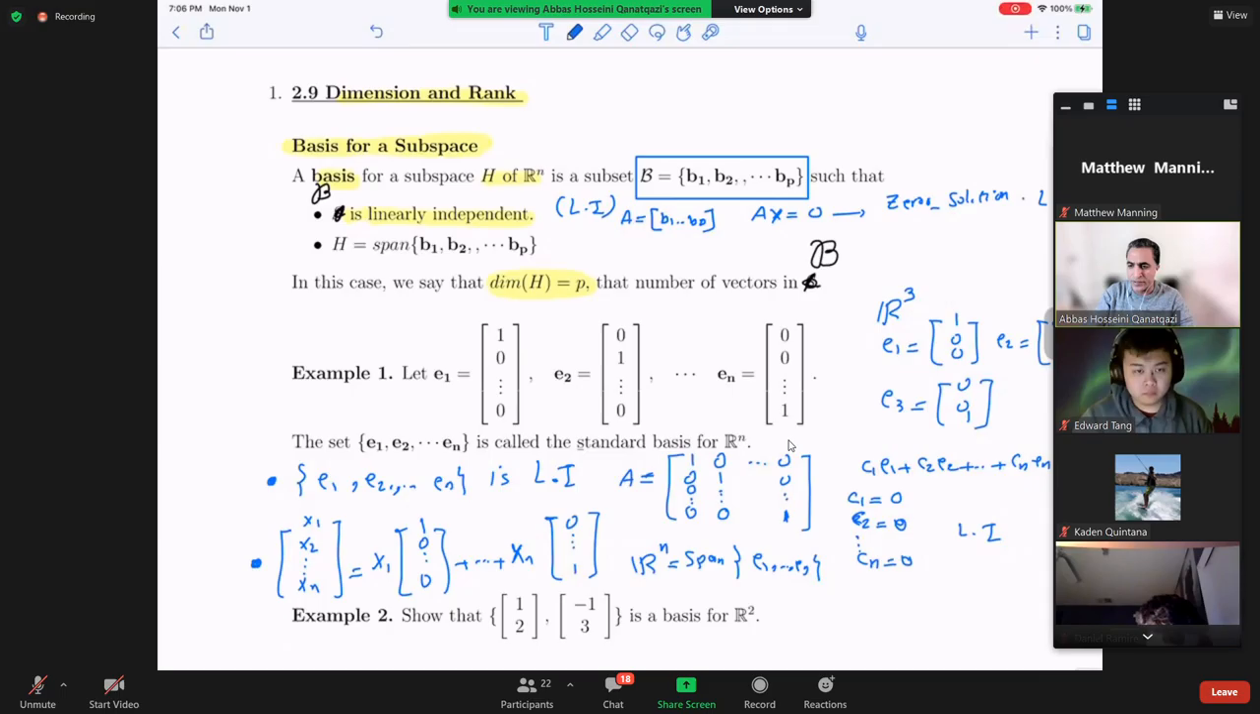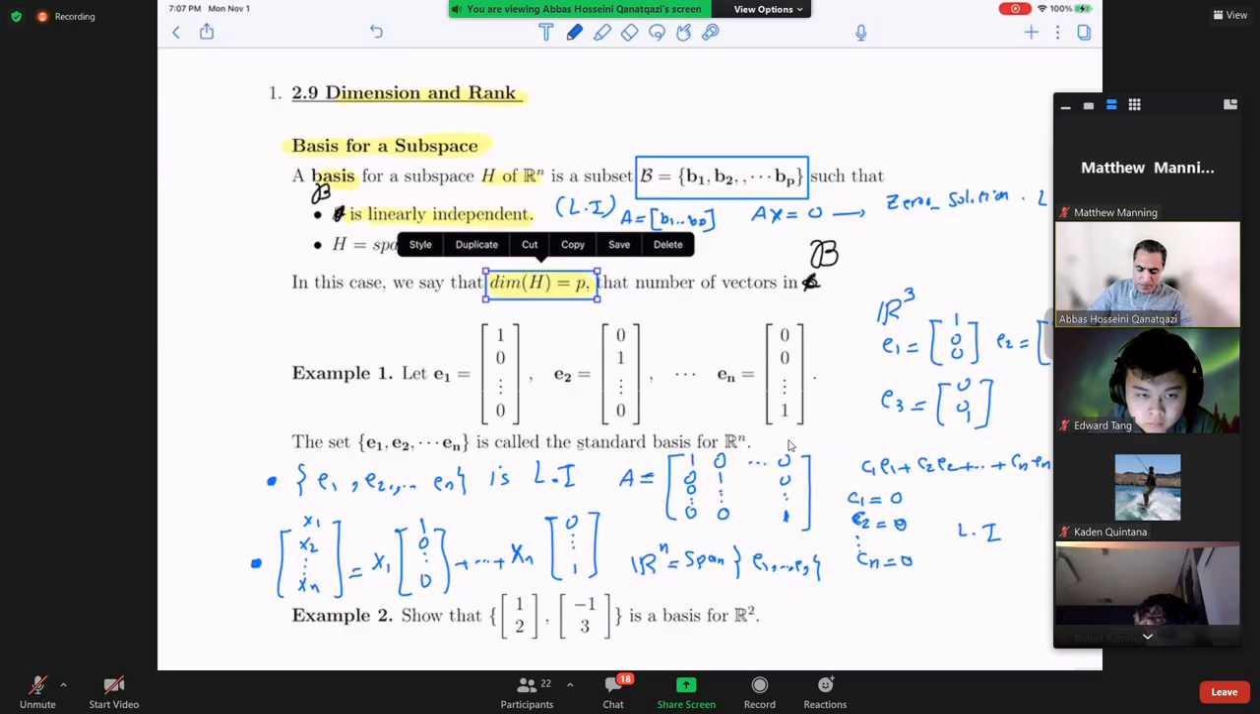For the span, how can we show that a set spans a subspace? We need to evaluate Ax equals b, and consider the system of equations Ax equals b. If Ax equals b is consistent for every b, then we can say that H is spanned by b1, b2, up to bp, all right? When you have a basis, meaning a set with these two conditions, linearly independent and spanning the subspace H, the number of vectors in B is called the dimension of H. So again, the dimension of H is the number of the vectors in the basis B, all right?